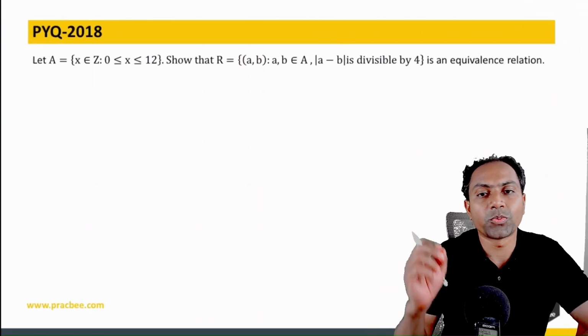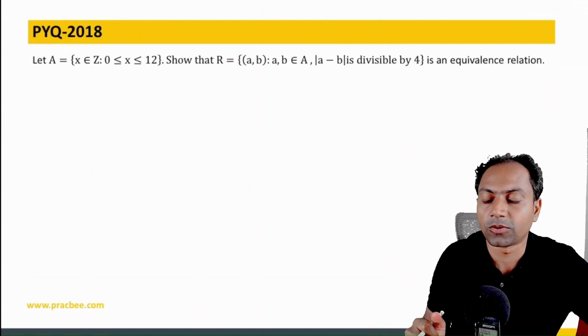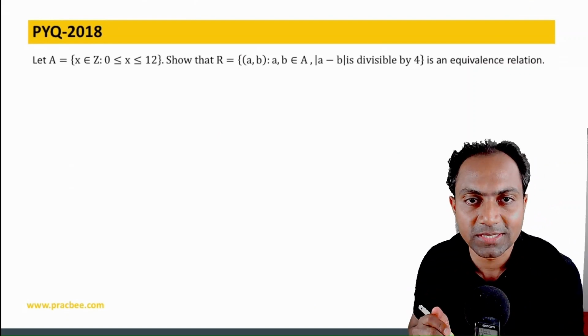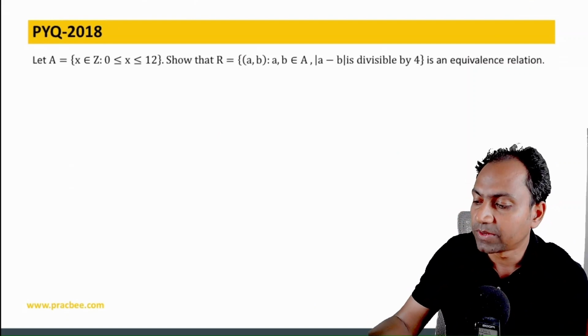If I move towards the 2018 question, you can see that now, instead of giving ordered pairs, what they have given to us is a relationship between A and B.